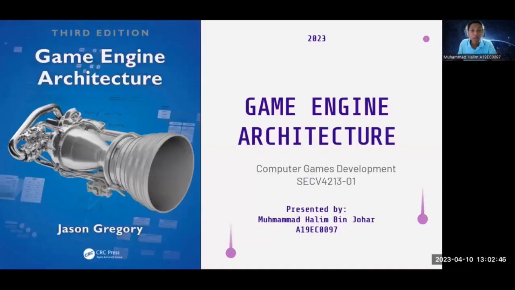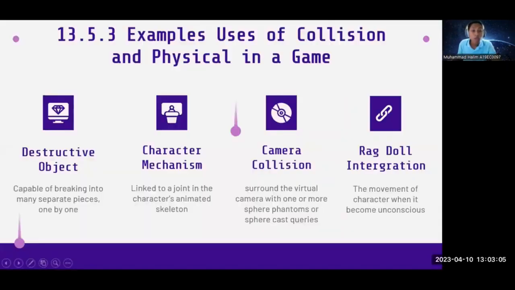Assalamualaikum warahmatullahi wabarakatuh. My name is Muhammad bin Johar. In this video, I would like to present a review of the book named Game Engine Architecture by Jason Gregory. So chapter 30.5.3 explains examples of uses of collision and physics in the game. But I will explain another four use examples, which are destructible object, character mechanics, camera collision, and ragdoll integration.